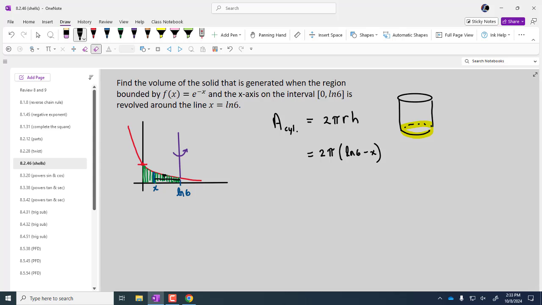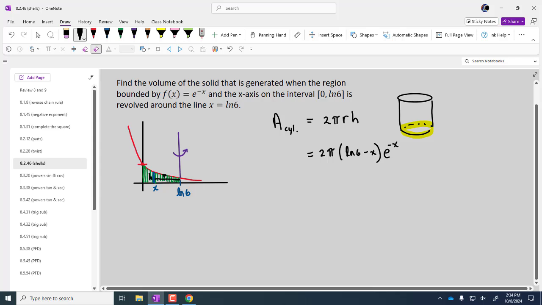And then the height is right there. The height is given by the function. So that blue vertical element that we drew, that representative rectangle, the height of that is e to the negative x. So there is our area function. That tells us the area of the shell at x.